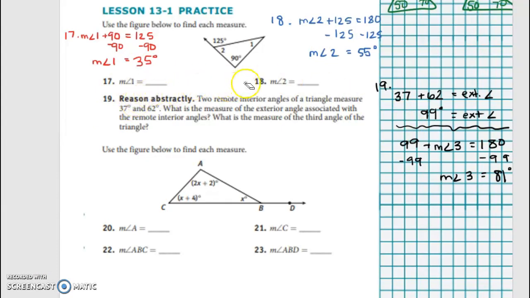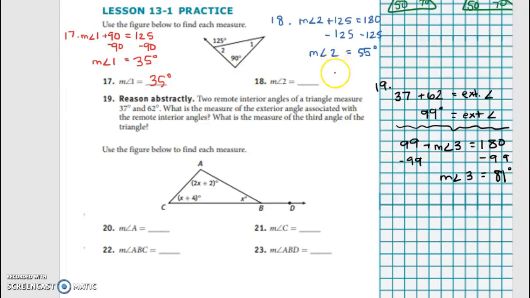For 17, we're trying to find the measure of angle 1. The measure of angle 1 is going to be, we're going to use the exterior angle theorem, where angle 1 plus 90 degrees equals 125. Then we just subtract 90 and we get the measurement of angle 1 is 35 degrees.